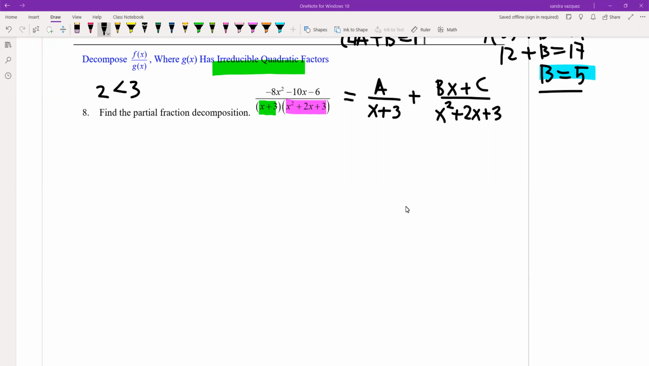Hi, this is a continuation of partial fraction decomposition, which is section 10.7. Okay, so we stopped right here, and then I asked you guys to try it on your own. Hopefully by now you know.